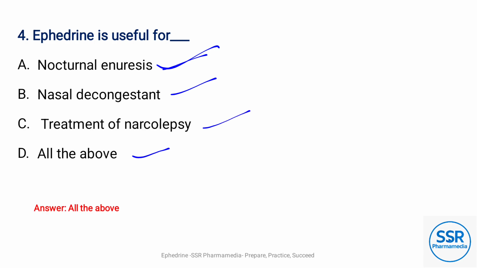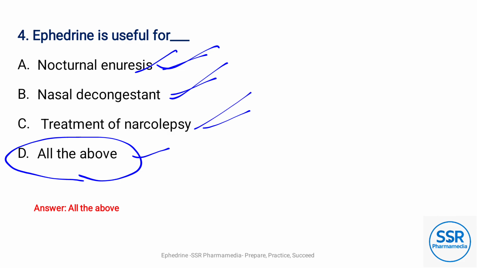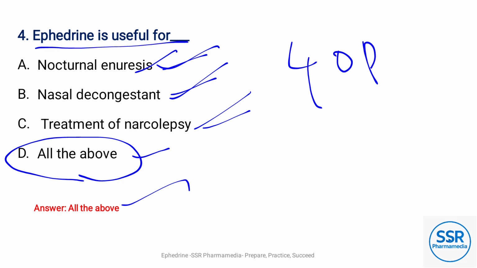Here the answer is all of the above. So ephedrine can treat nocturnal enuresis, nasal congestion and narcolepsy. So all of the above is the right answer. When this kind of question comes, you have to look at all 4 options. So read all 4 options carefully and then answer in competitive exams.